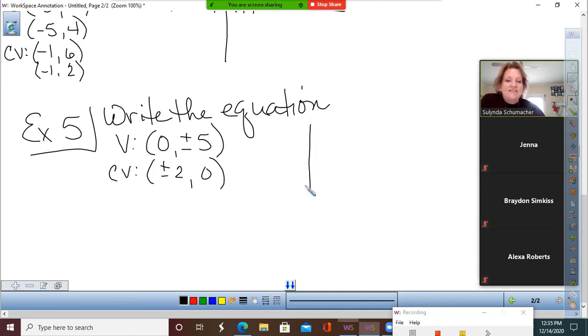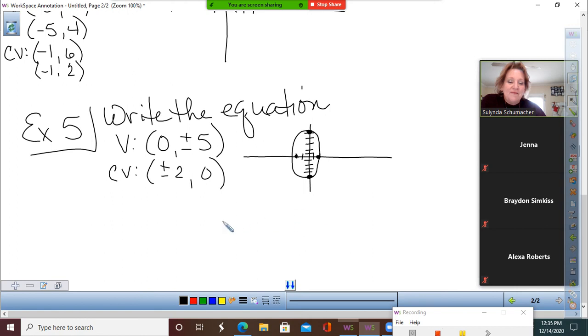Sometimes it's easier to sketch what this means to begin with. So I have vertices at 0, plus and minus 5. So 1, 2, 3, 4. Here's one vertex. 1, 2, 3, 4, 5. Here's my other vertex. I have co-vertices at -2, 0 and +2, 0. Here's my picture. Oops, I kind of missed my dot on that side.